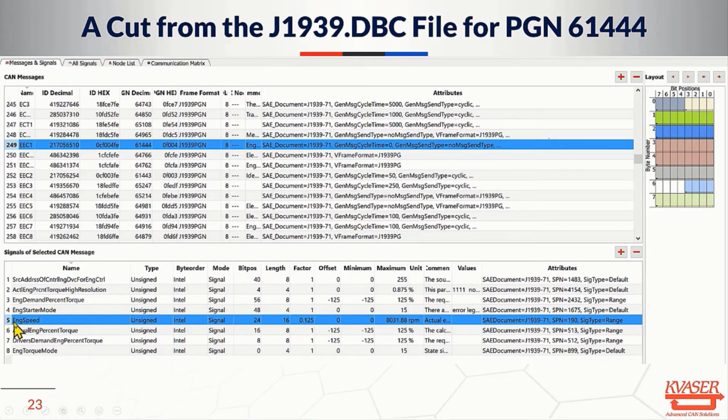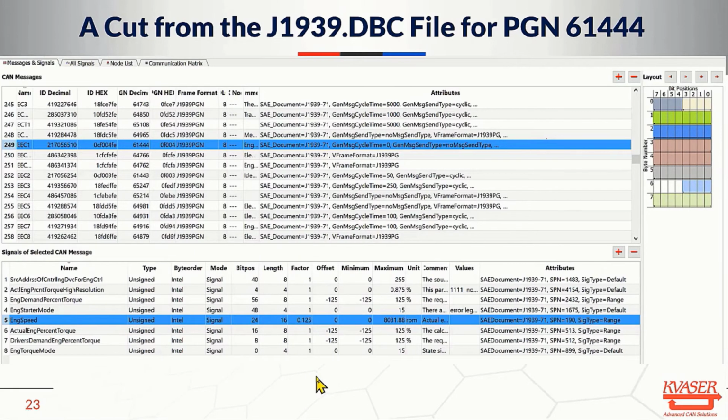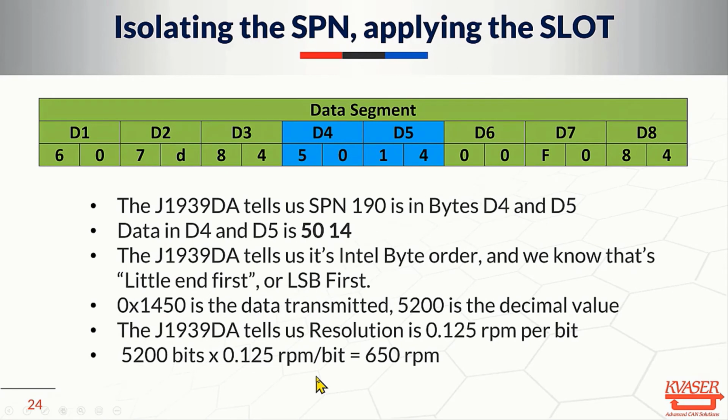Underneath, I've highlighted engine speed. The location of it, the offset of it, the range of it, and a few other parameters related to it are all highlighted down here. I just want to show you where this information comes from, and one way to read it out of the DBC file is with Kvaser's downloadable Database Editor 3. I'll repeat the data up here, so we can isolate the SPN and figure that out.